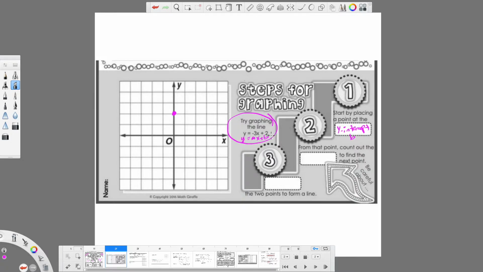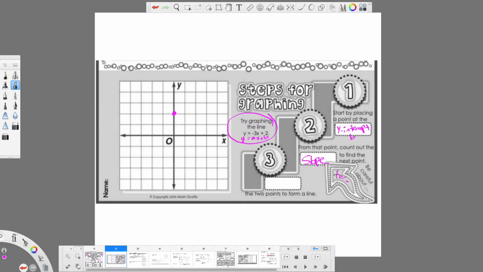And then the second thing is from that point, meaning the y-intercept, count out to find the next point. So we're going to be using the slope to count out. This says be careful about positive and negative directions. It's just a warning, be careful about positives and negatives. Okay, so just be careful about positive or negative.